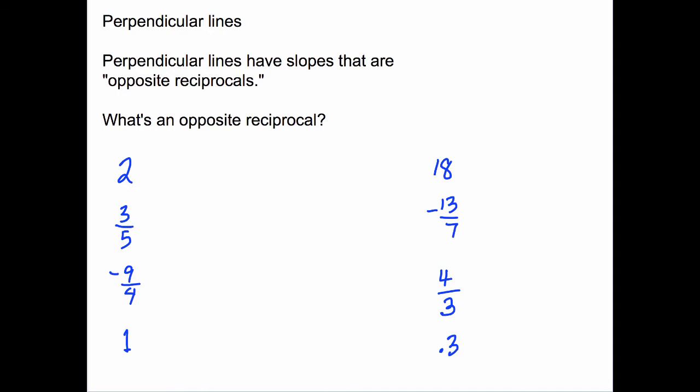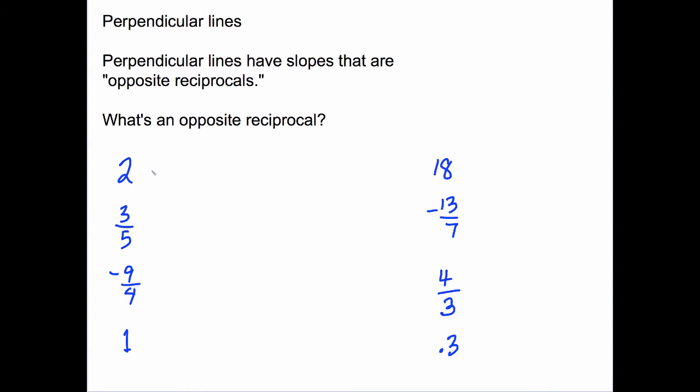Two lines are perpendicular if they have slopes that are opposite reciprocals. And let's now learn what an opposite reciprocal is. In order to find the opposite reciprocal of a number, you can take the opposite and then the reciprocal. We're going to do that in reverse. We'll take the reciprocal first and then the opposite, but the result is the same.